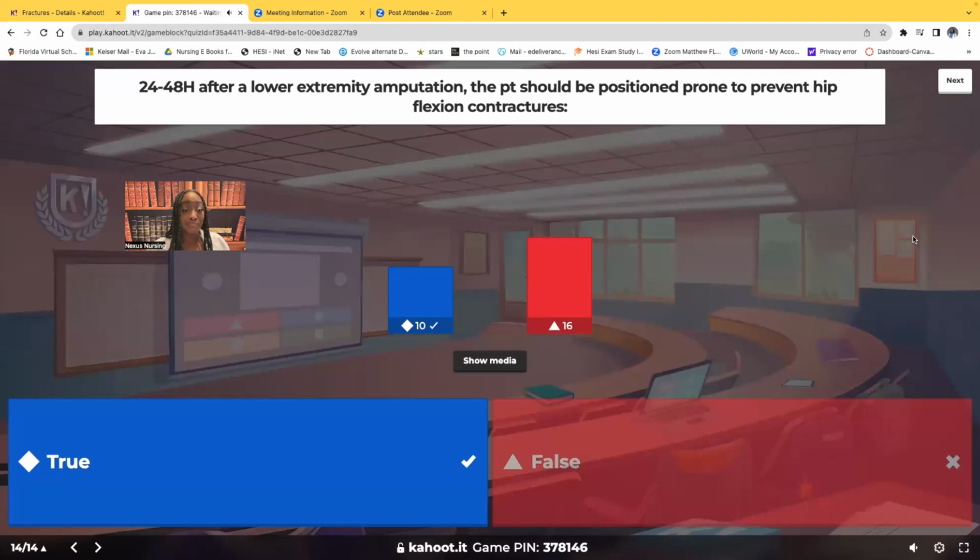It's true. The first 24 hours, guys, you're going to elevate the foot of the bed because you want to decrease that swelling, but you do not want that patient to have hip contractures. So what you're going to do is place them prone, because what does that do? That forces that leg where the amputation was to what? Extend, and it helps prevent the risk of flexion contractures.